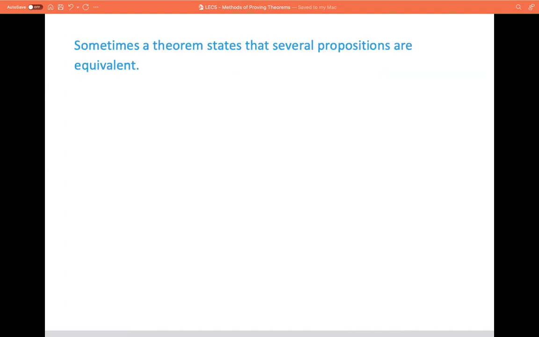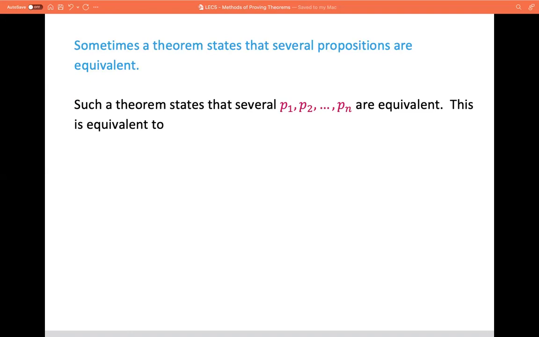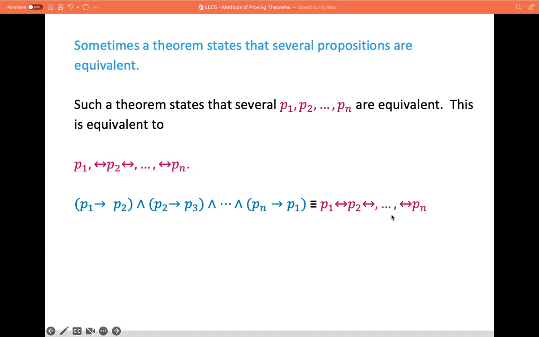Sometimes a theorem states that several propositions are equivalent. Such a theorem states that P sub 1, P sub 2, until P sub n are equivalent. We can write this into the symbolic notation: P sub 1 if and only if P sub 2 until P sub n. This equivalence of several propositions is equivalent to a series of implications, wherein P sub 1 implies P sub 2, and P sub 2 implies P sub 3, until P sub n minus 1 implies P sub n.